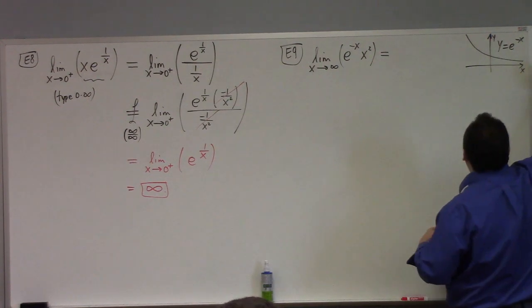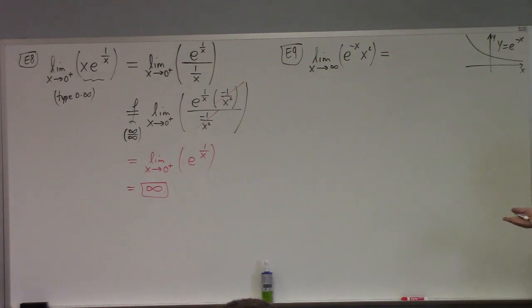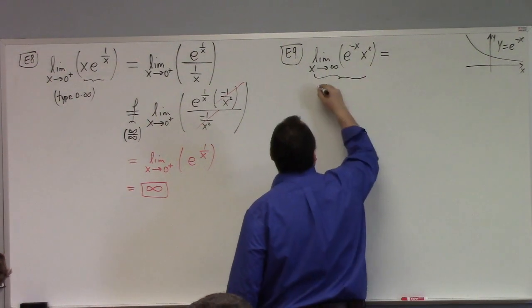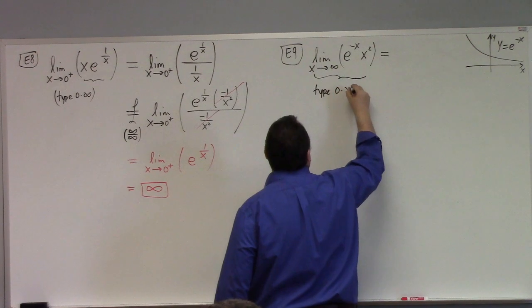What happens as x goes to infinity? It goes to infinity, right? My bad. I'm a dummy. I'm sorry. I've gotten things twisted. As x goes to infinity, e to the minus x goes to? Not infinity. Just 0, right? E to the minus x goes to 0 as x goes to infinity, right? What does x squared do as x goes to infinity? Infinity, right? So what are we looking at? Yeah, this is type 0 times infinity again, all right?